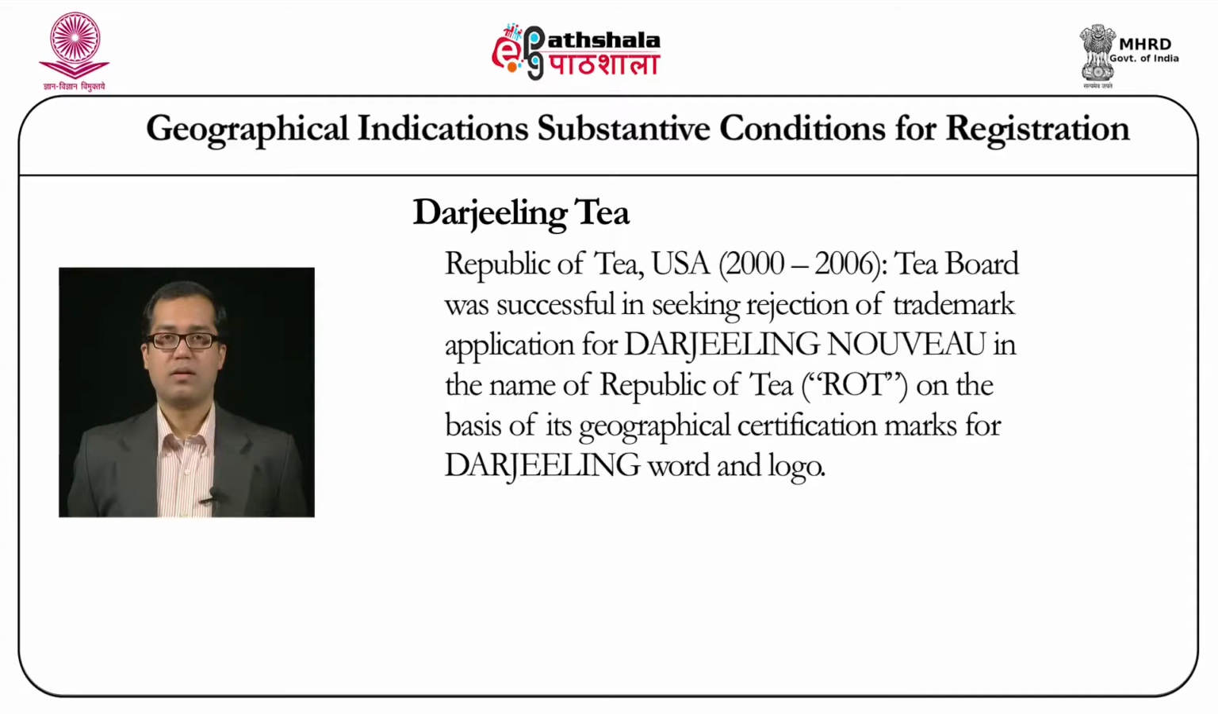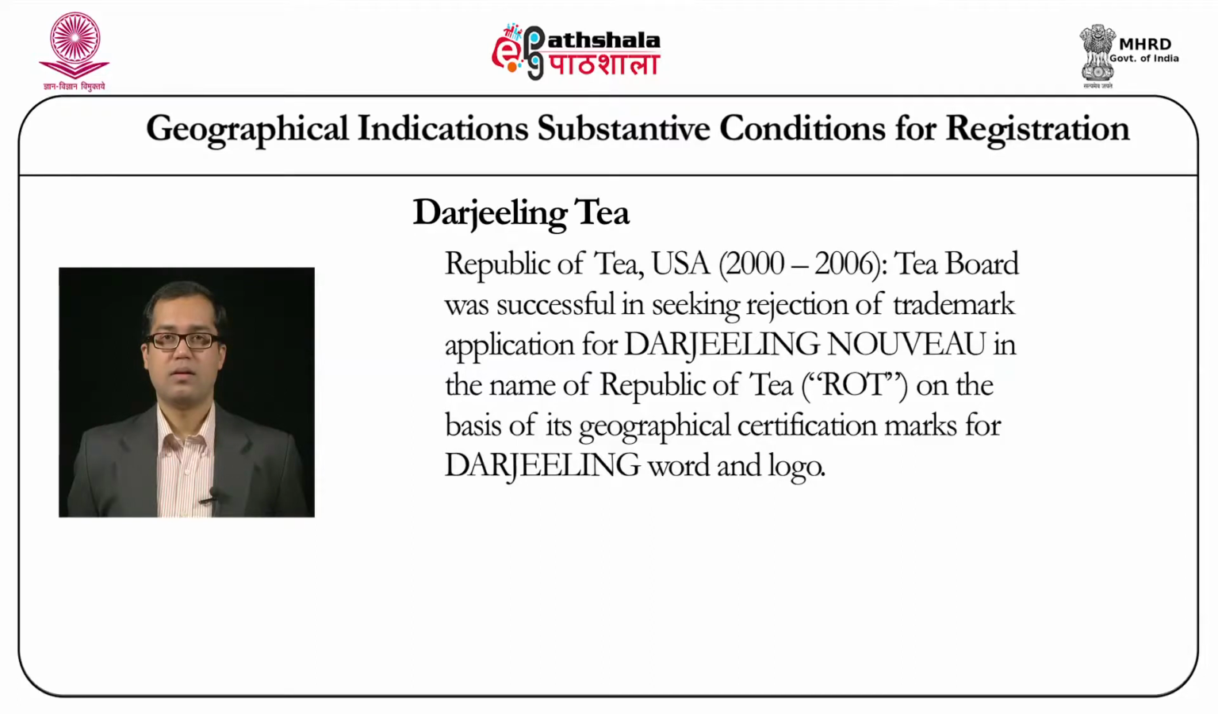The Trademark Trial and Appeal Board held that Republic of Tea had not proved that consumers view Darjeeling tea as a generic type as opposed to tea from the Darjeeling region of India. It also recognized Tea Board's continuing efforts to maintain control of the mark and protect its value as a geographic indication.